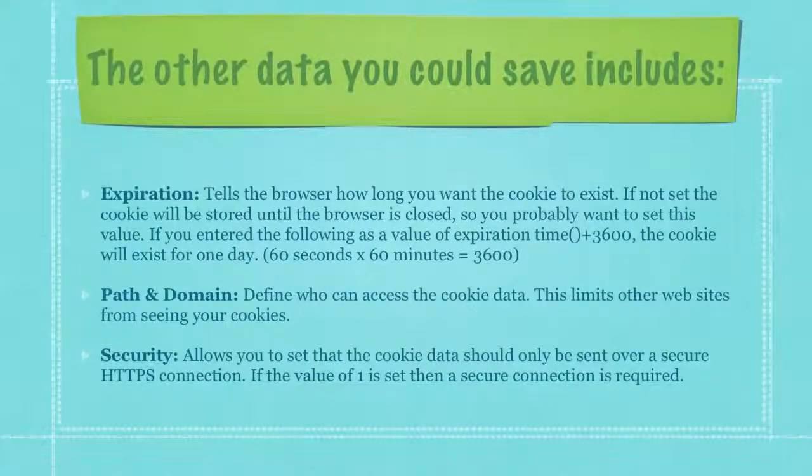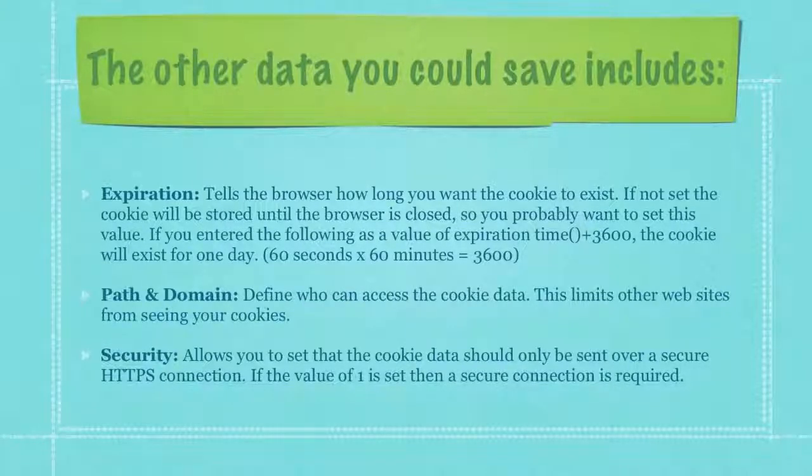Expiration tells the browser how long you want the cookie to exist. If not set, the cookie will be stored until the browser is closed, so you probably want to set this value. If you enter the following as a value of expiration, being the function time followed by the plus sign and 3600, the cookie will exist for exactly 1 hour, 60 seconds times 60 minutes.